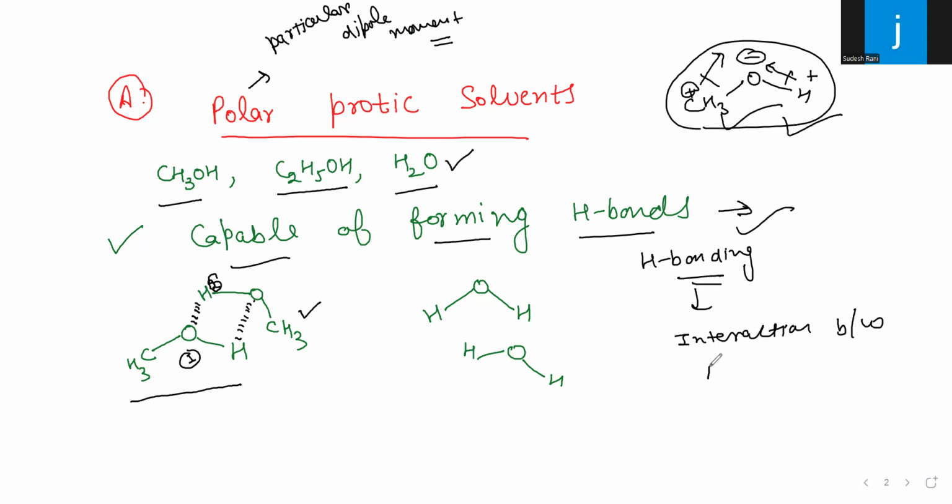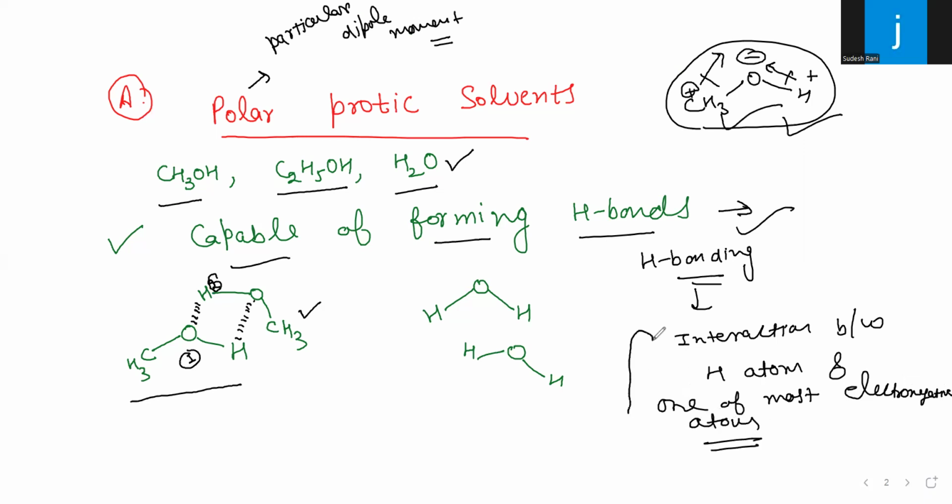When there is an interaction between a hydrogen atom and one of the most electronegative atoms, the bond formed between these two atoms is known as a hydrogen bond. One should be the most electronegative atom, and the other should be the hydrogen atom. Oxygen is the electronegative element, as it pulls the shared pair of electrons towards itself, so it acquires a partial negative charge. On this hydrogen there will be a partial positive charge.